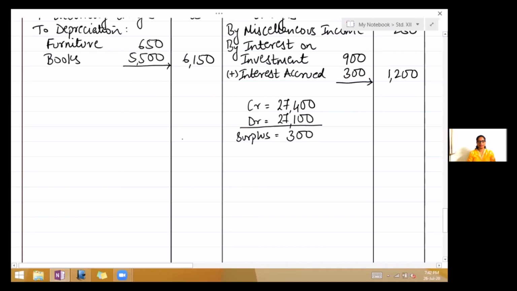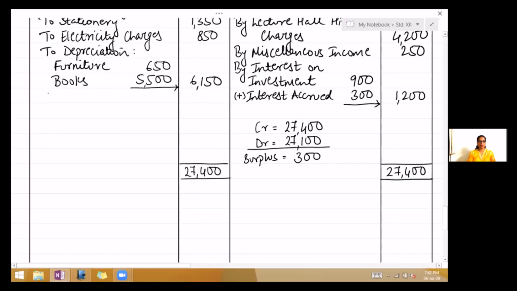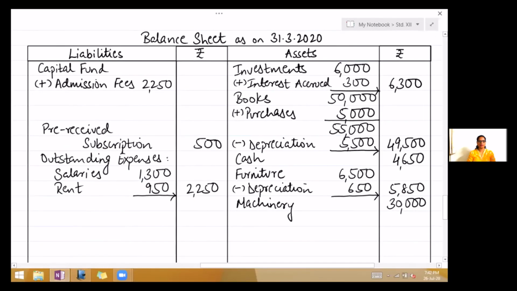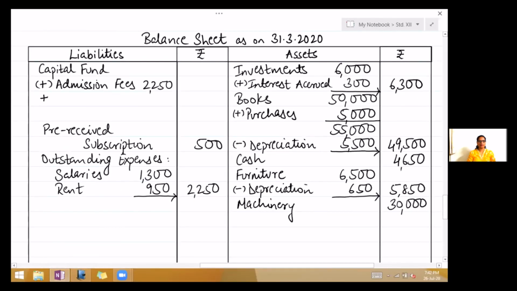So write down the greater side total on both the sides. 27,400 credit side, 27,400 on the debit side. Balancing figure will come on the debit side, right? To surplus 300. Now this surplus will be added to capital fund in the closing balance sheet. So write add surplus 300.